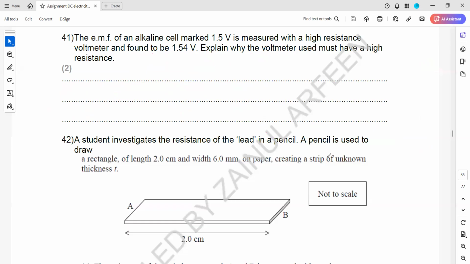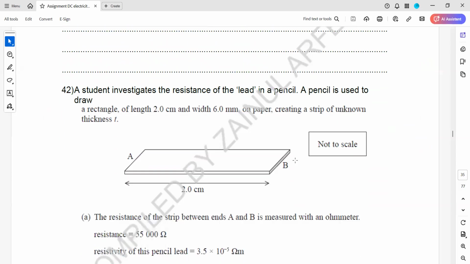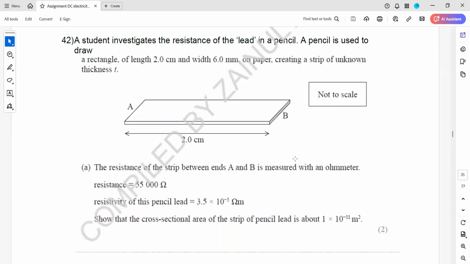So usually when they provide us the cell, this label 1.5 is actually not the EMF, it's the potential difference and external potential difference.